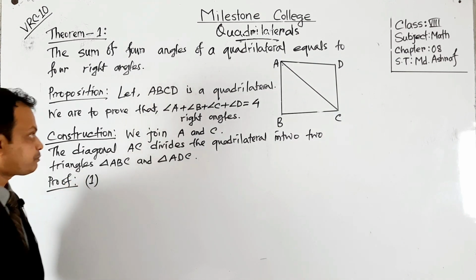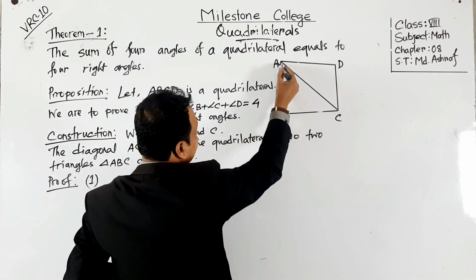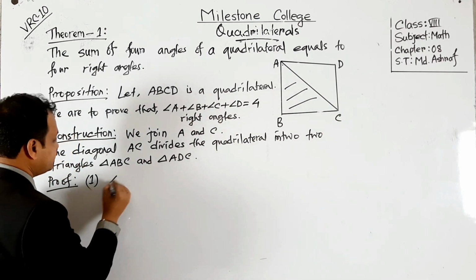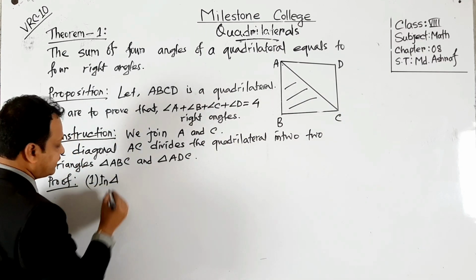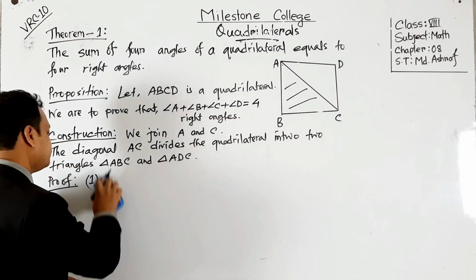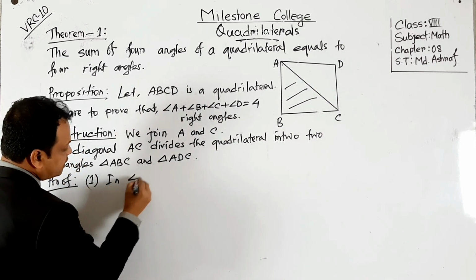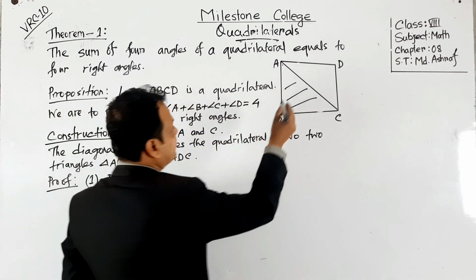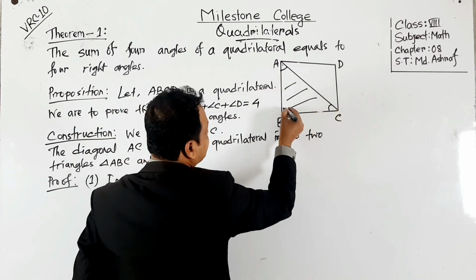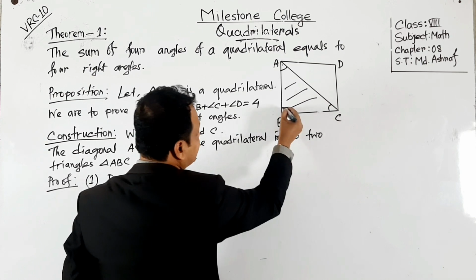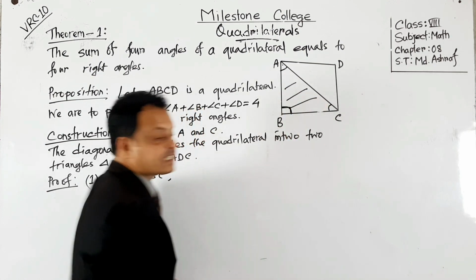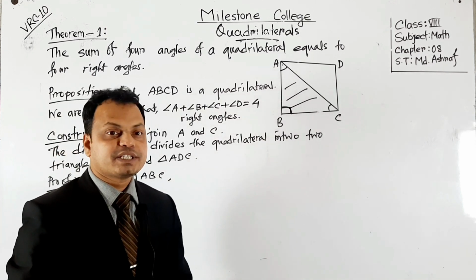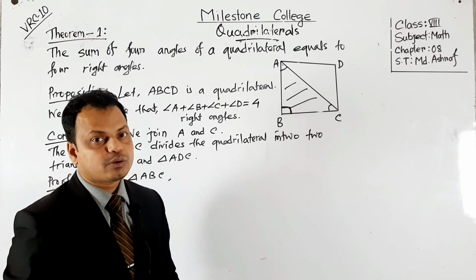First point, consider this triangle ABC. So the name of this triangle is ABC. In triangle ABC, there are three angles, this angle, this angle and this angle. So these three angles sum will be 180 degrees or two right angles. This is the basic thing we have got earlier: the sum of three angles of a triangle is 180 degrees or two right angles.